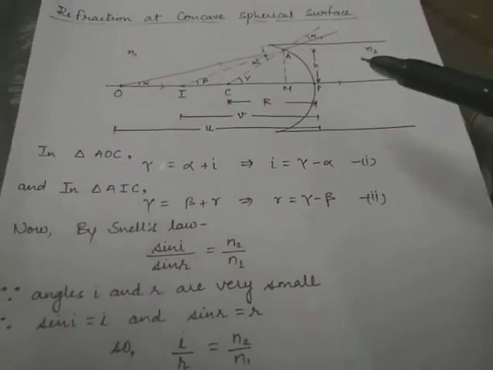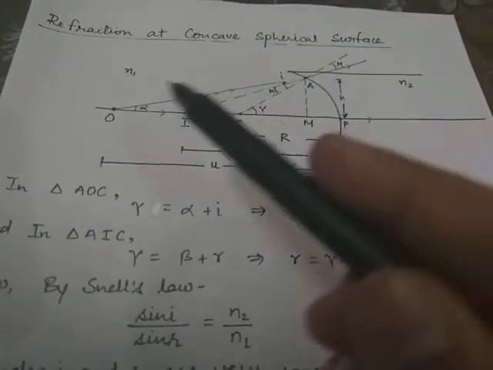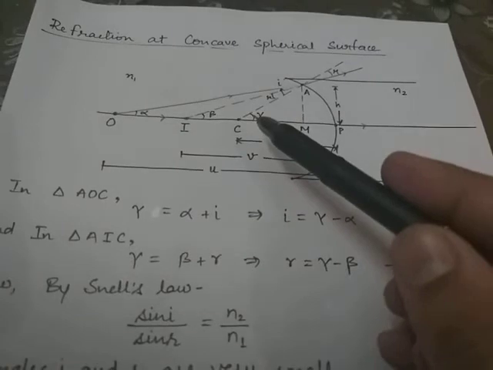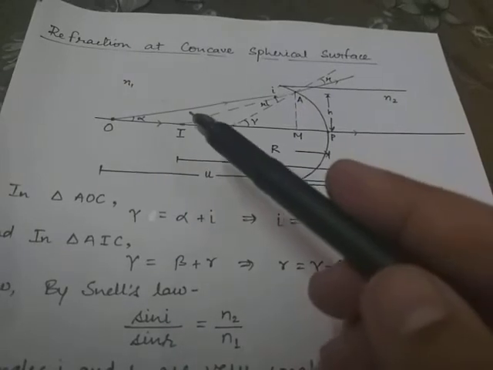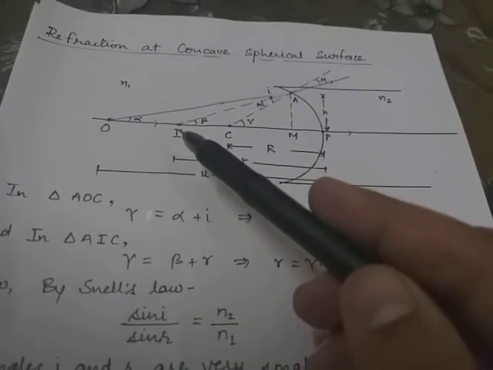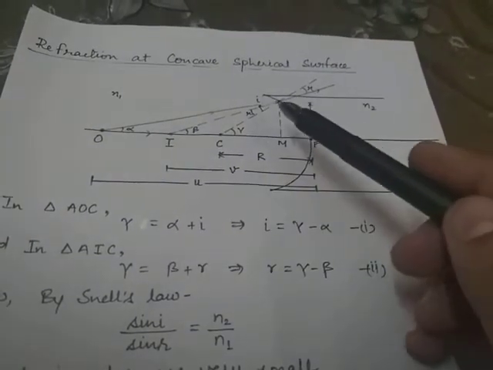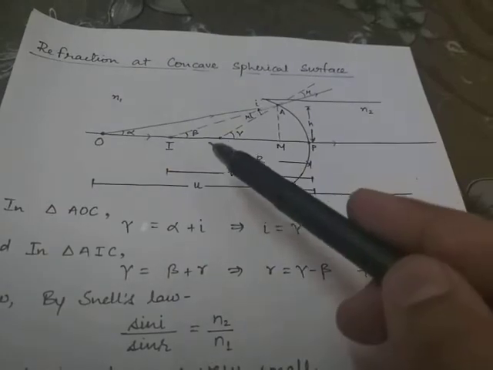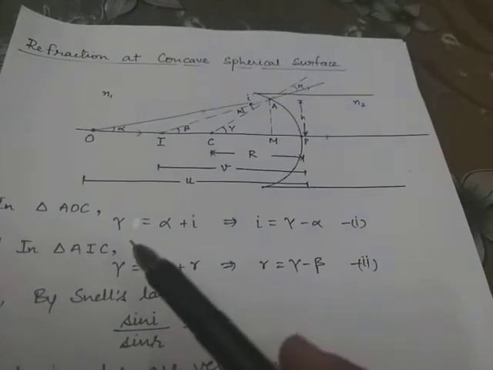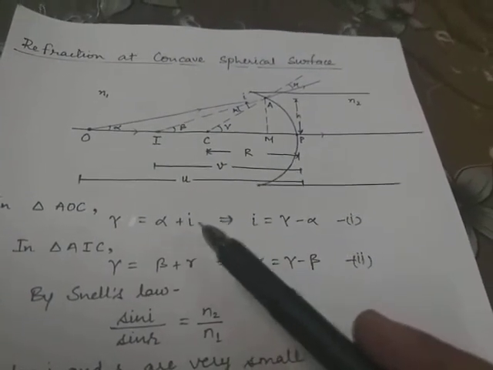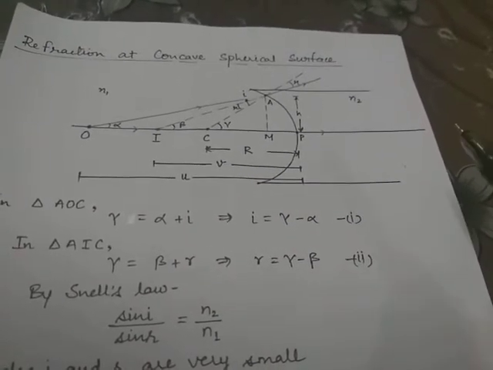In derivation, we are starting with triangle AOC. In triangle AOC, this gamma is the external angle. So by exterior angle theorem, the sum of two internal angles is equal to the far distant external angle. So this alpha and I are two internal angles of triangle AOC, and gamma is the external angle. So that's why gamma is equal to alpha plus I. Or we can write I is equal to gamma minus alpha. Let it be equation number first.